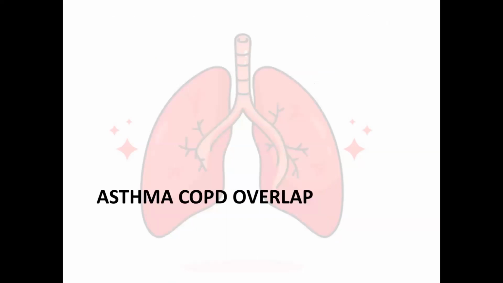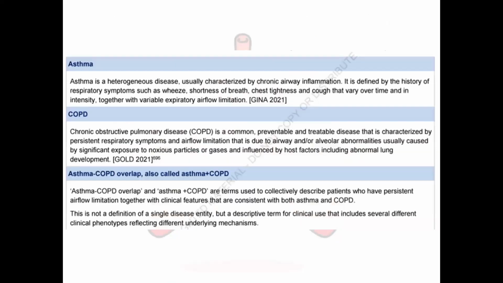Then a few words about asthma COPD overlap. We discussed asthma, and COPD by definition is a common preventable and treatable disease that is characterized by persistent symptoms and airflow limitation, that is due to airway or alveolar abnormality, usually caused by exposure to noxious particles and gases and influenced by host factors. There is an entity called asthma COPD overlap, and this is used to collectively describe patients who have persistent airflow limitation together with clinical features that are consistent with both asthma and COPD.